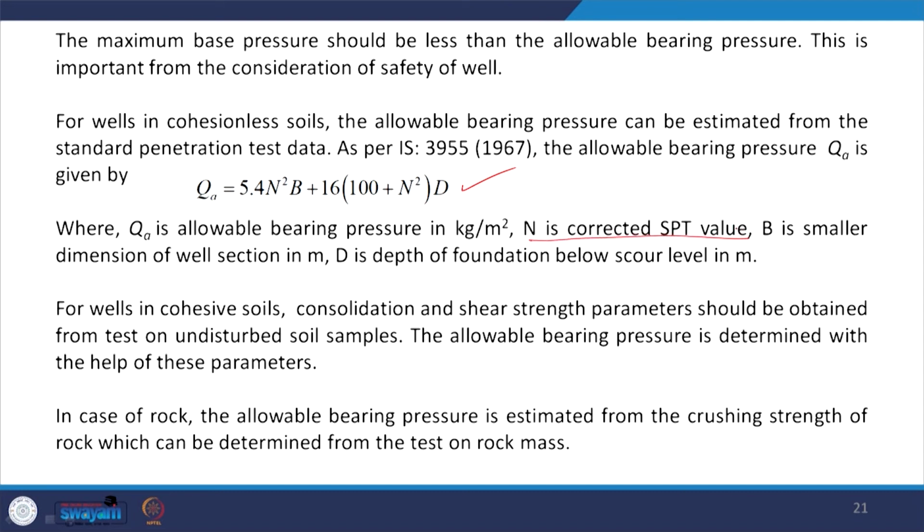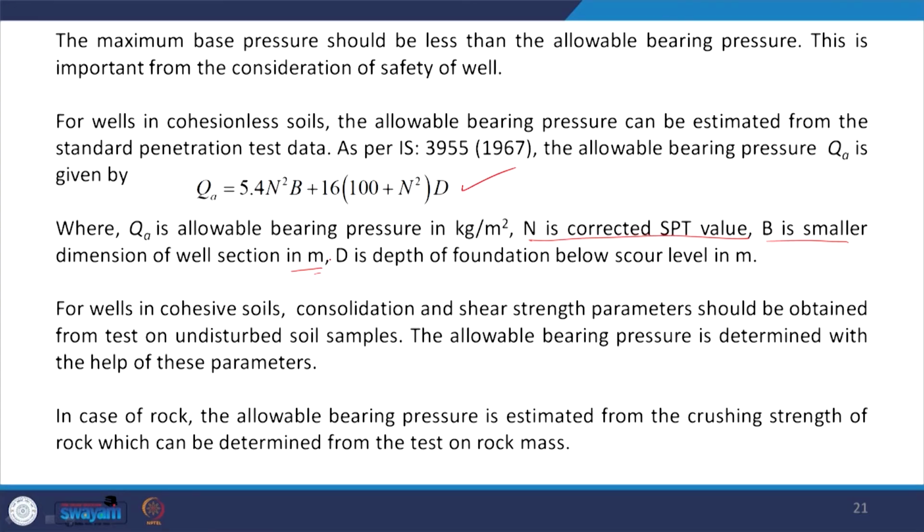That means, based on N values, which are easily available, you can find the allowable pressure, where B is the smaller dimension of the section in meter. Suppose you have a circular section, then B is the diameter, but if you have an elliptical one, then the smaller dimension will be B. D is the depth of foundation below scour level in meter, which we will discuss in detail later. For wells in cohesive soils, consolidation and shear strength parameters should be obtained from tests on undisturbed soil samples. The allowable bearing pressure is determined with the help of these parameters. In case of rock, the allowable bearing pressure is estimated from the crushing strength of rock, which can be determined from tests on rock mass.